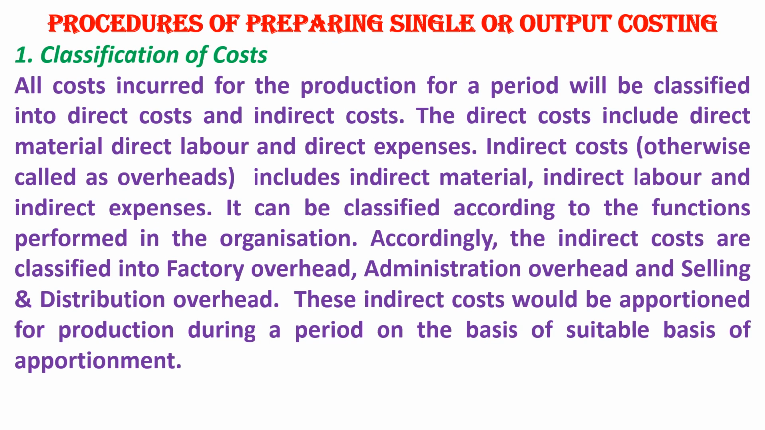Procedures of preparing single or output costing. 1. Classification of costs. All costs incurred for the production for a period will be classified into direct costs and indirect costs. The direct costs include direct material, direct labor, and direct expenses. Indirect costs, otherwise called overheads, include indirect material, indirect labor, and indirect expenses. They can be classified according to the functions performed in the organization. Accordingly, the indirect costs are classified into factory overhead, administration overhead, and selling and distribution overhead. These indirect costs would be apportioned for production during a period on a suitable basis of apportionment.